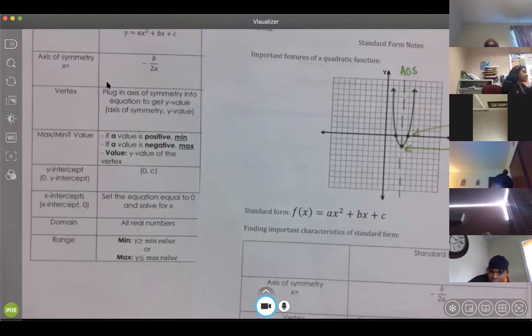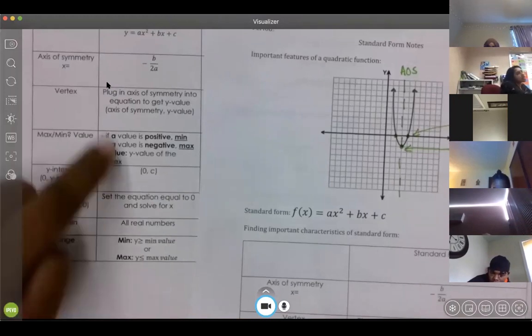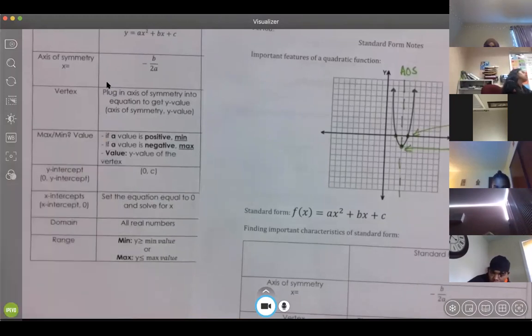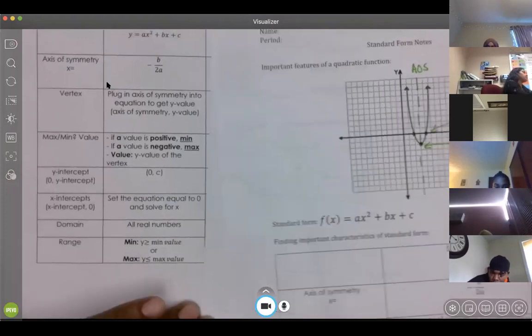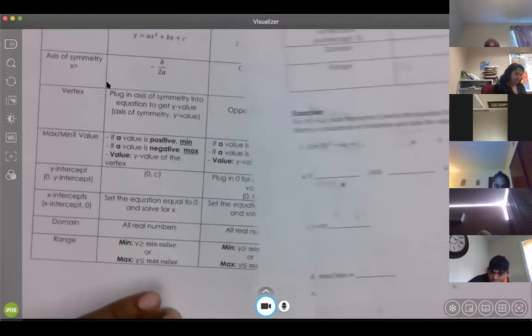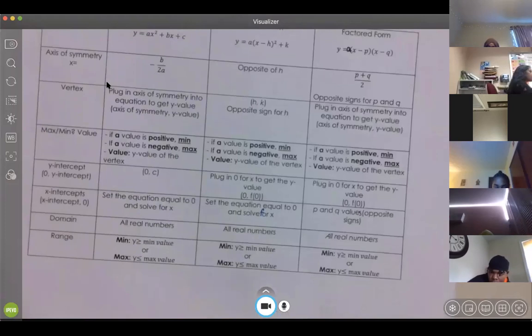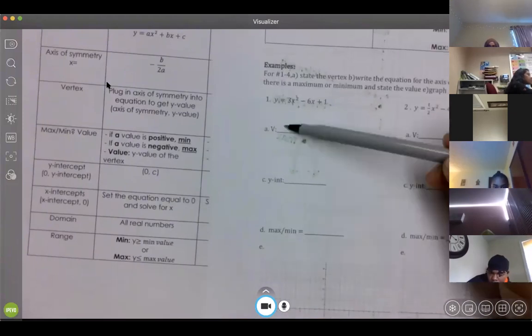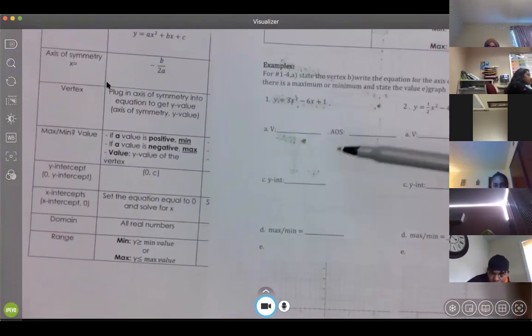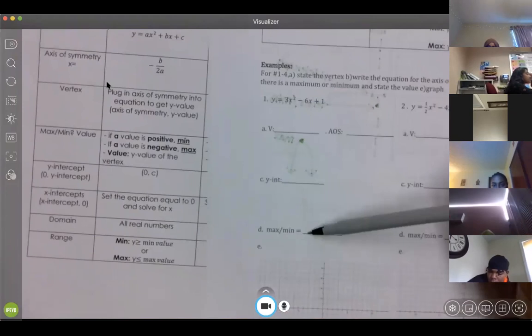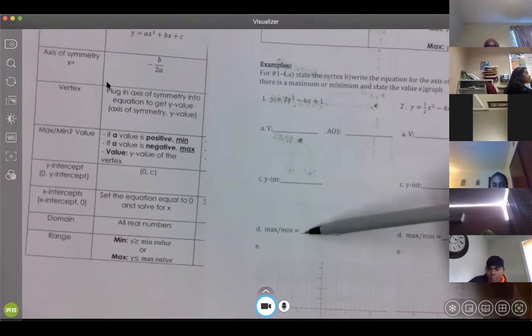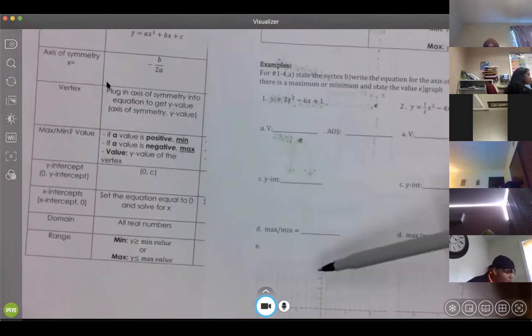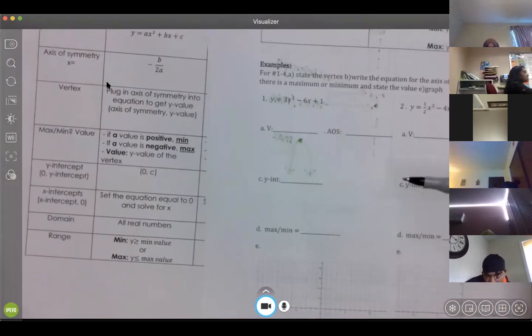All right, let's flip to the page. I'm going to get into this from the cheat sheet, so we'll go over this information as we go through our example. Example 1: we need to find the following information. We need to find the vertex, the axis of symmetry, the y-intercept, whether it's a maximum or minimum and give the value, and then we need a graph. Quite a few tasks ahead of us.